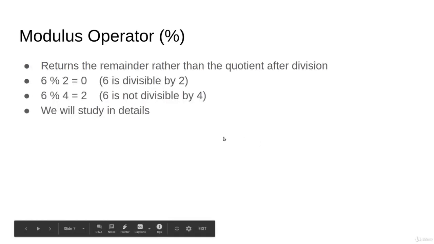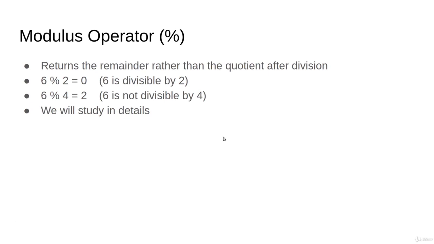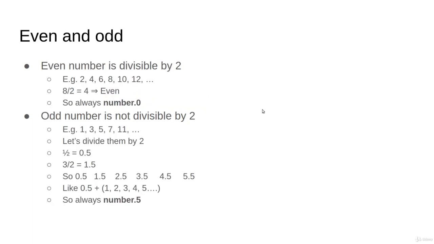The modulus operator is mainly about the remainder after you divide some operation. So for example, 6 mod 4, the answer would be 2. This is the remainder of the modulus operation. We have a separate video to go into details about the modulus operator. But what might be interesting at the moment is to know that even numbers are divisible by 2, but odd numbers aren't divisible by 2. So the modulus is all about divisibility.